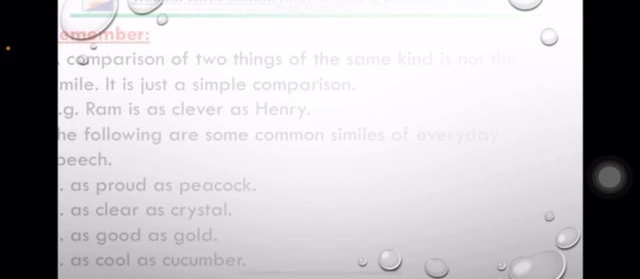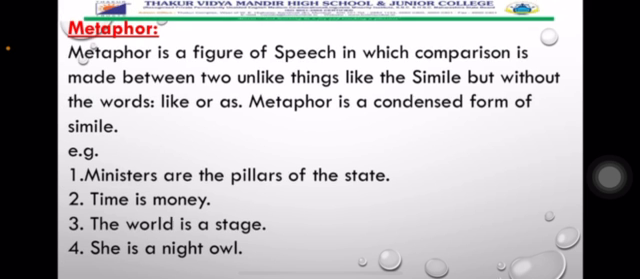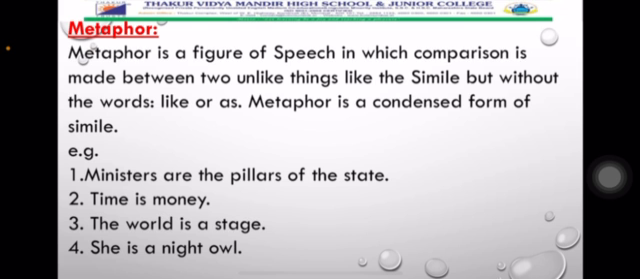Let us move on to the second figure of speech, metaphor. Metaphor is a figure of speech in which comparison is made between two unlike things, same as simile, but without the words like or as. In other words, we can say metaphor is a condensed form of simile. Let us see some examples.